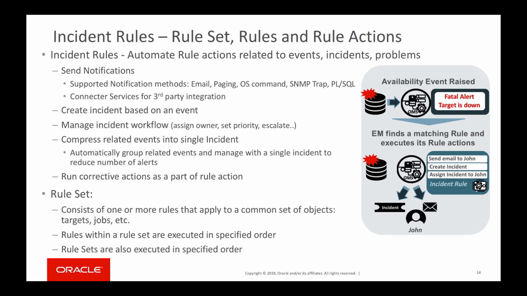An email is the most popular notification method, but if you want to send notification information to another server and process the data in homegrown or third-party tools, you can do that by using other notification methods such as OS command or SNMP traps. For major ticketing systems, such as ServiceNow, we have a dedicated connector service that forwards the EM event information. So let's see that in the next slide.